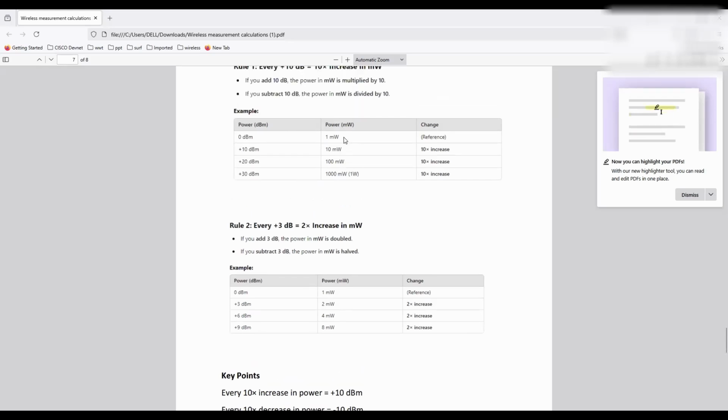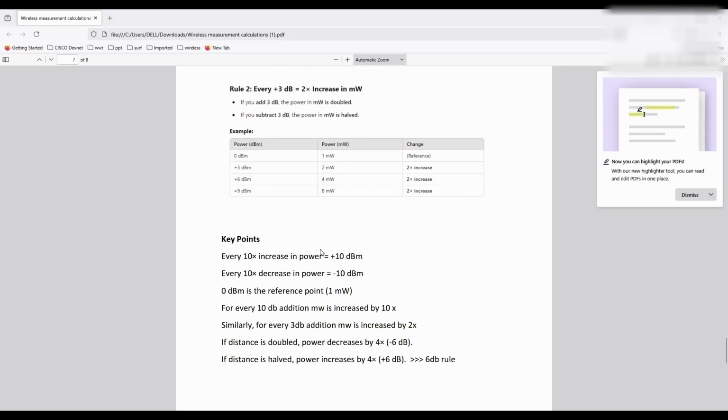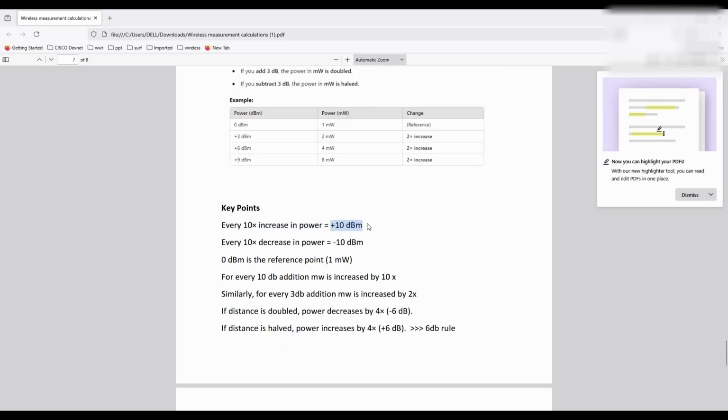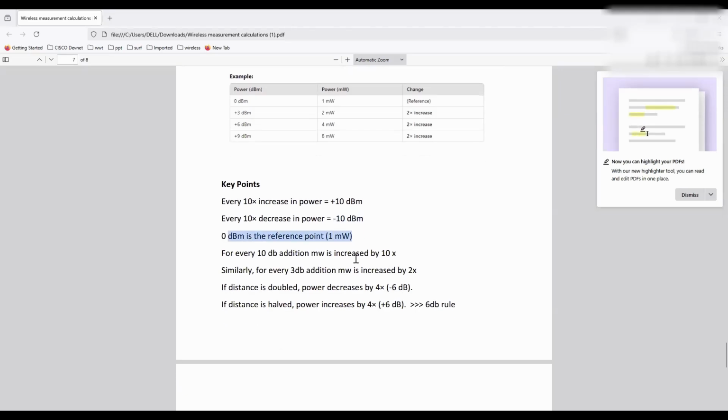Suppose a client is sitting at 10 dB and travels a few distance, and somebody says he was at 10 dB and has gone to 5 dB. That is in the reverse direction, where he has lost half of his power. In those kinds of calculations you can use this analogy. So 3 dB and 10 dB increases are 2x and 10x. Key points: every 10x increase in power is plus 10 dBm, every 10x decrease in power is minus 10 dBm. 0 dBm is the reference point for 1 milliwatt. For every 10 dB addition, milliwatts increase by 10x.